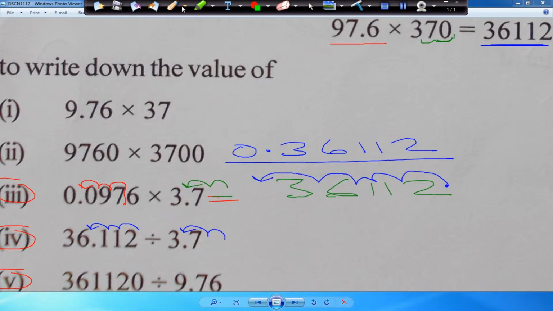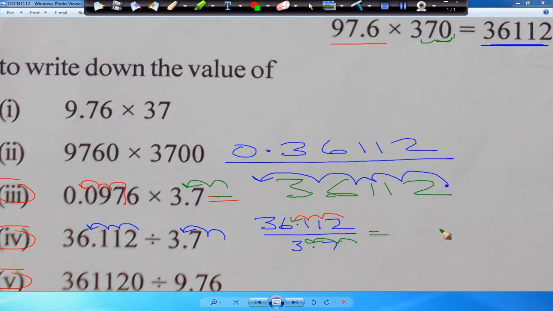So let's just rewrite the question. We have 36.112 divided by 3.7. Let's have a look at those effects in a different color now. We made the top one 1,000 times smaller. The bottom one has been made 100 times smaller.